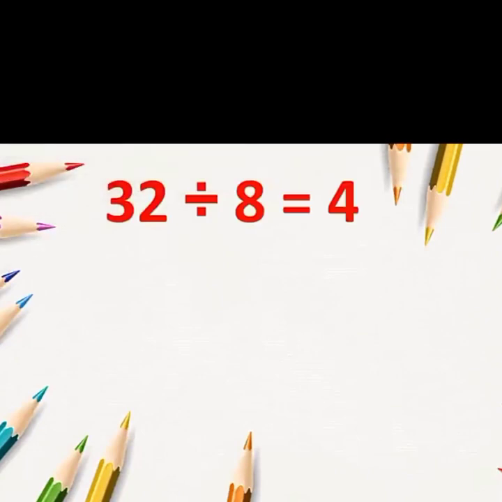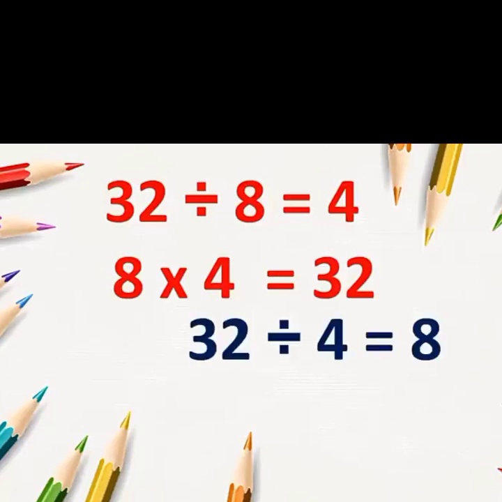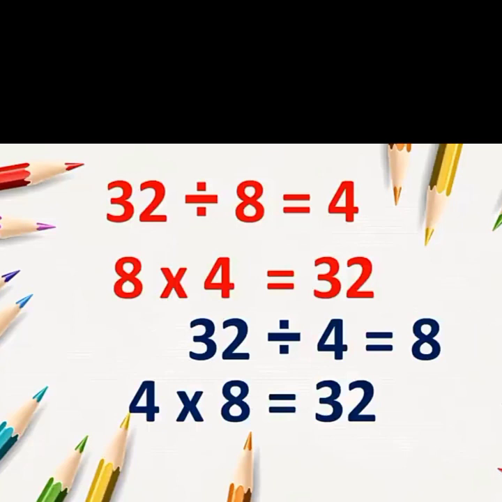Next, we have 32 by 8. So 32 divided by 8 is equal to 4. And 8 times 4 is equal to 32. We can also divide 32 by 4, which is equal to 8. We can multiply 8 times 4 is equal to 32. So we know that 8 is the right answer to the problem 32 divided by 4.